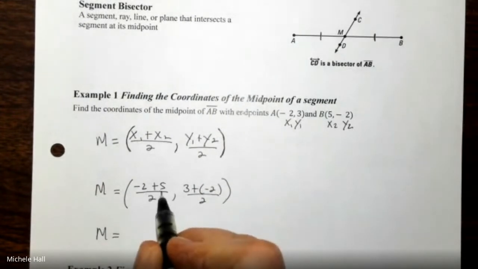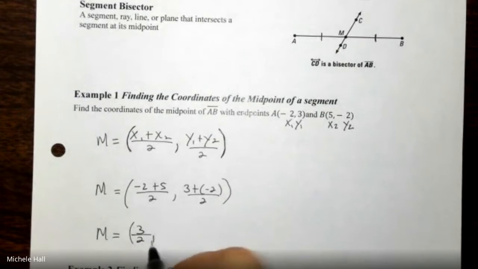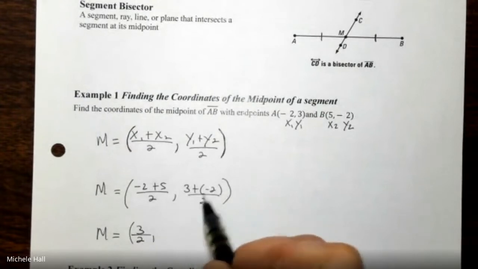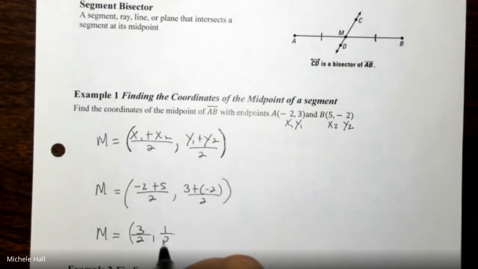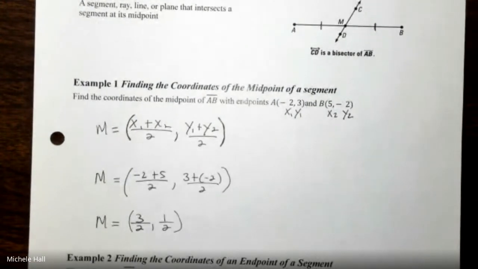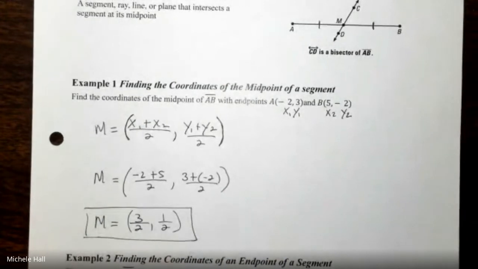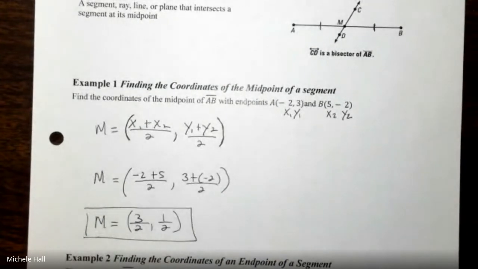-2 plus 5, or 5 minus 2, is 3 halves. 3 plus -2 is 1 half. And there's our midpoint. My fractions are simplified, and I can leave them as improper fractions.